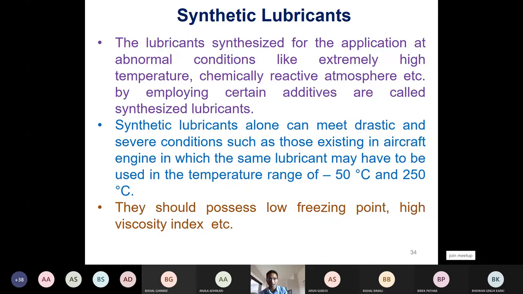In this case, we have to add certain additives that can work at high temperature and are chemically inert. Synthetic lubricants alone can meet drastic and severe conditions such as heating in an aircraft engine, in which the same lubricant may have to be used in the temperature range of minus 50 to 150. In aircraft, we can use synthetic lubricant, and this should possess a low freezing point and high viscosity index.